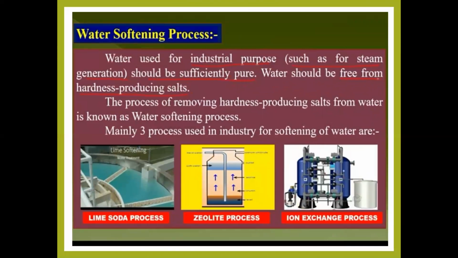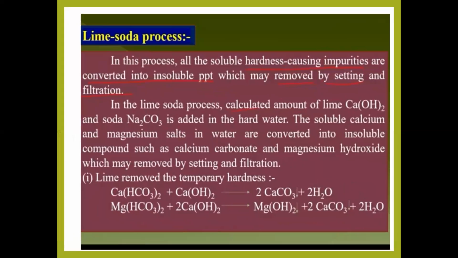Okay, because as I've told you, water used for industrial purposes should be sufficiently pure. It should be free from hardness. So that is why it is very important to soften the water by any of these methods. We will see the advantages and disadvantages of all these methods. So the first method is the lime soda process, which we have used in temporary and permanent hardness.